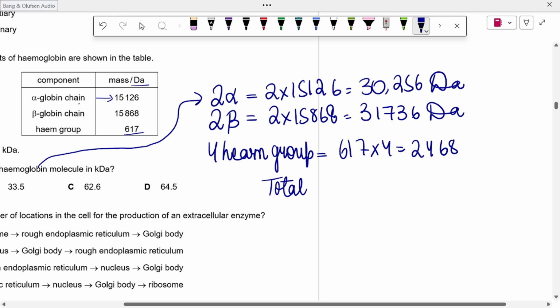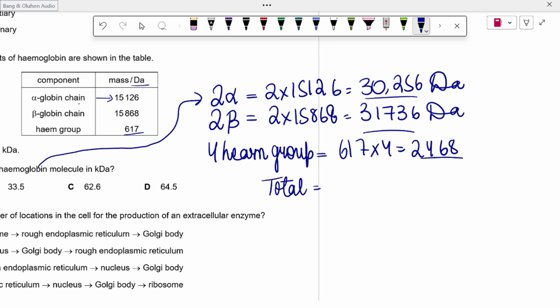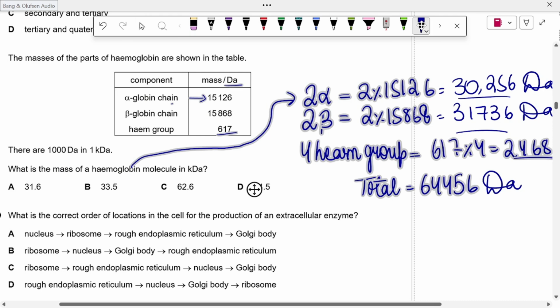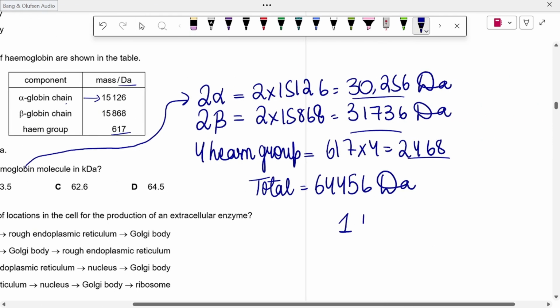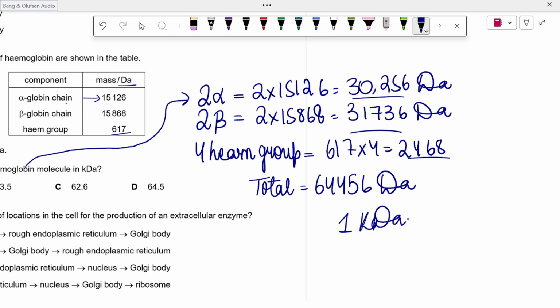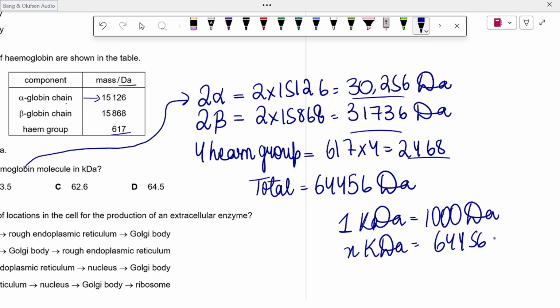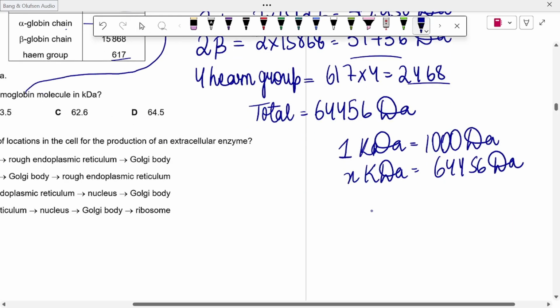हल्की सी आपकी नॉलेज लगी, बाकी मैथ स्किल जो आप कैलकुलेटर से कर सकते हो. दिस टोटल विल कम आउट टू बी, इन तीनों वैल्यूज को ऐड करना एंड इट विल कम आउट टू बी 64456 Dalton. We need to give our answer in kilo Dalton. 1 Dalton, sorry, 1 kilo Dalton is equal to 1000 Dalton. X kilo Dalton in 64456 Dalton. Cross multiply किया, divide by 1000 किया, and your answer will be 64.5 Dalton.